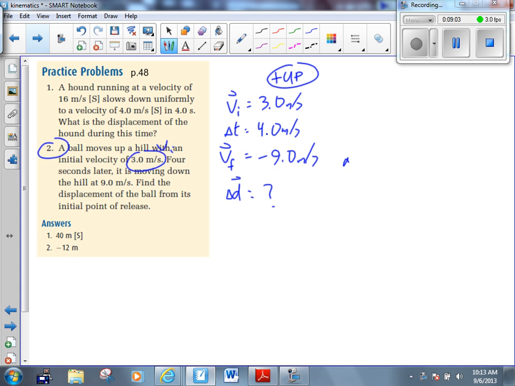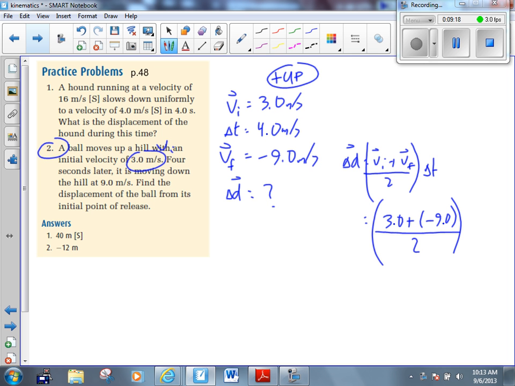Let's say D is equal to (VI plus VF) over 2, times T. Okay, VI is 3. Don't forget to add negative 9 as opposed to positive 9. Divide that by 2. We do the math on that, it should work out to be negative 12 meters, which means it's 12 meters. Since we defined up as positive, this would be 12 meters down the hill. Is that good?